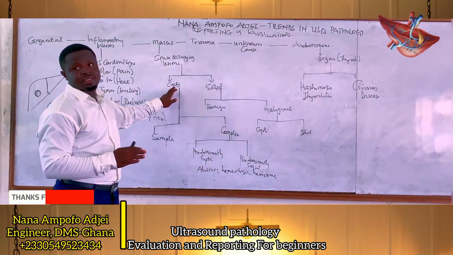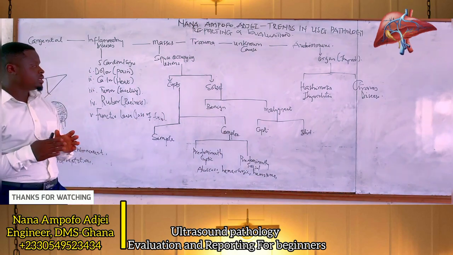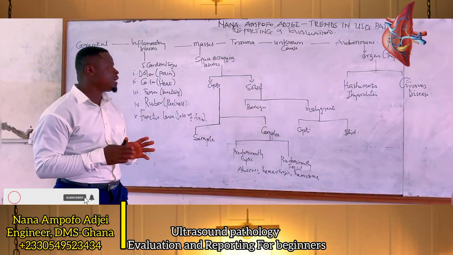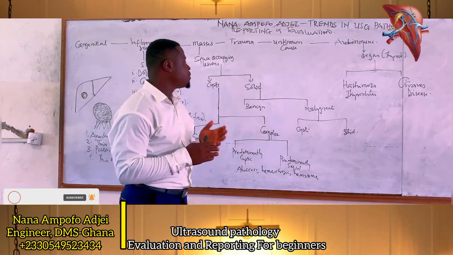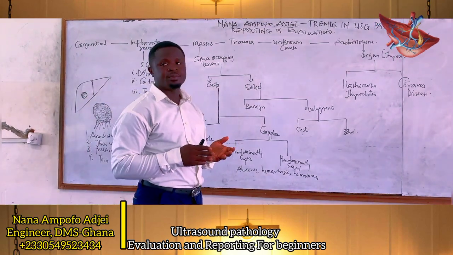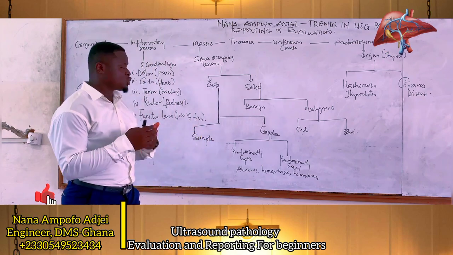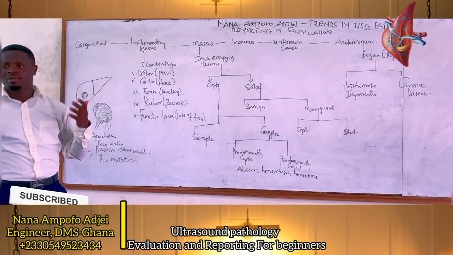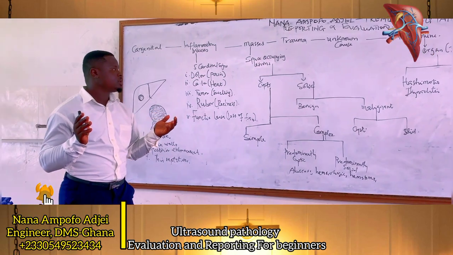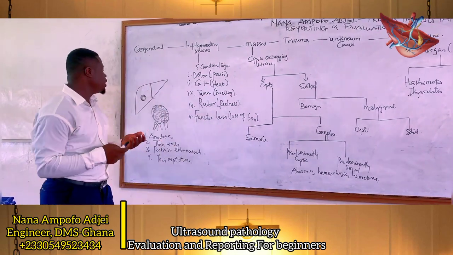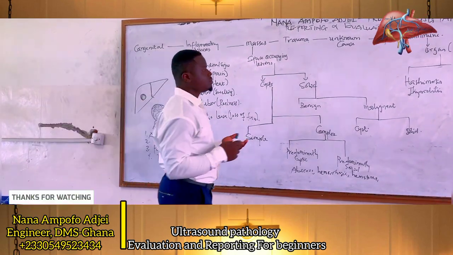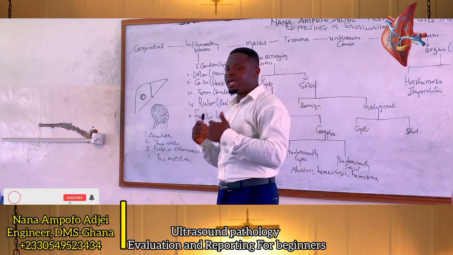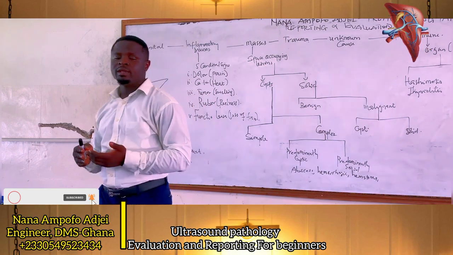If it is not cyst, role of sonography, it is solid. Now, if it is solid, it could be a benign solid lesion or malignant lesion. What are the sonographic features of solid masses? We've done all these things before. Solid masses, hypoechoic or hyperechoic. Okay, solid mass, it could be hypoechoic or hyperechoic.